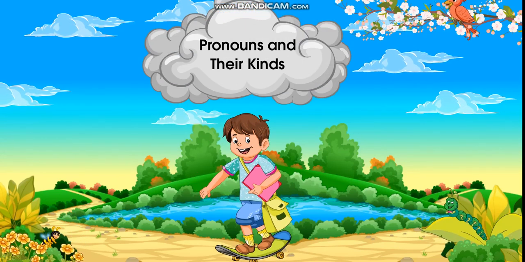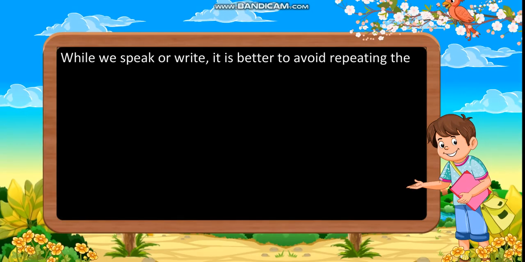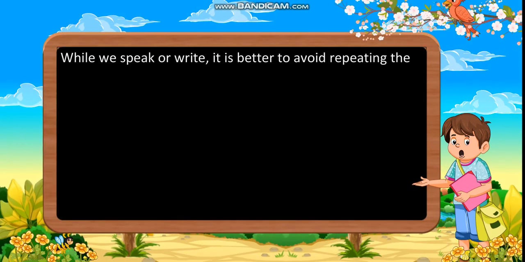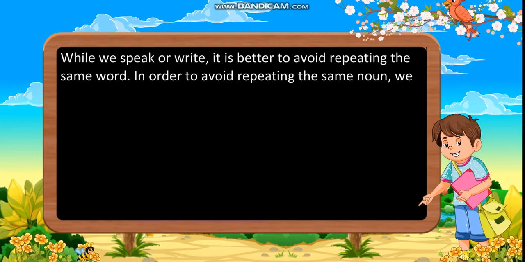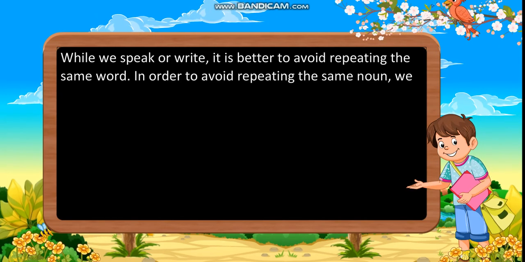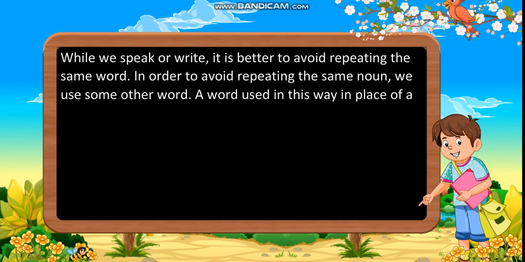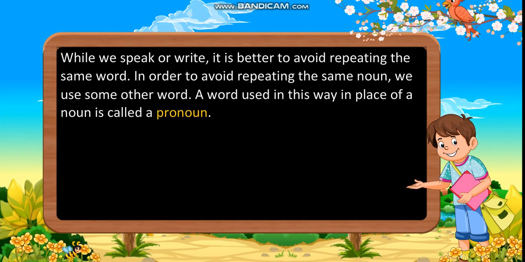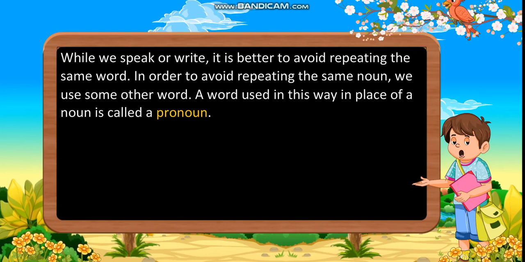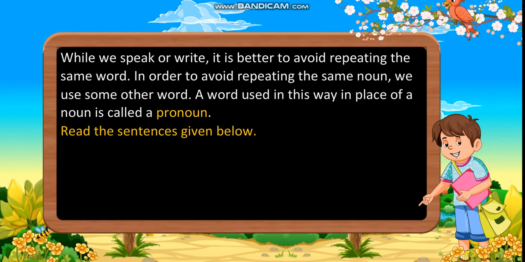Pronouns and their kinds. While we speak or write, it is better to avoid repeating the same word. In order to avoid repeating the same noun, we use some other word. A word used in this way in place of a noun is called a pronoun. Read the sentences given below.